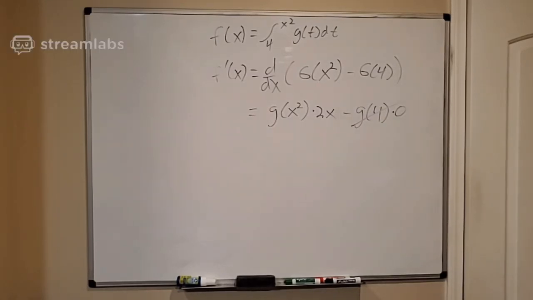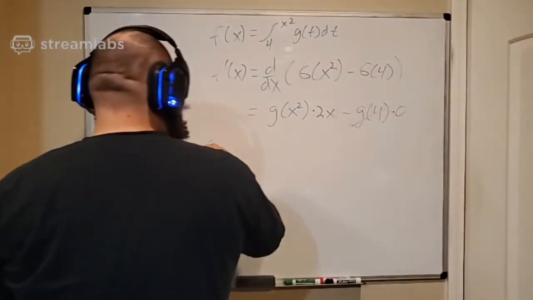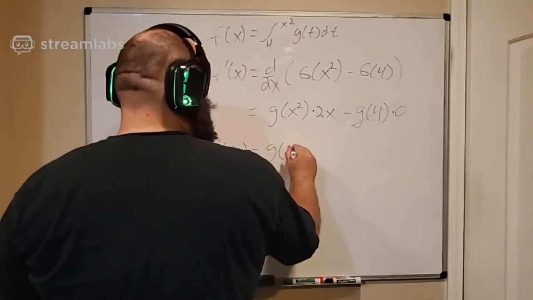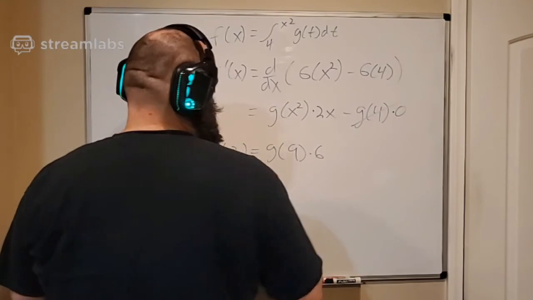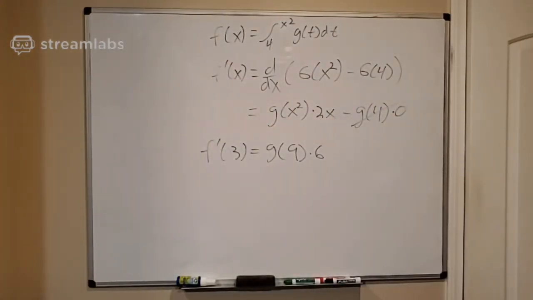So we're looking for now f prime of 3. So I just plug 3 in. So g of 9 times 6. So all we need is the value at 9, which they didn't explicitly give us. We have to look at the graph for, which is a pain. Is it? Well, they made it not too bad for us. It's 4. So 4 times 6 is 24.